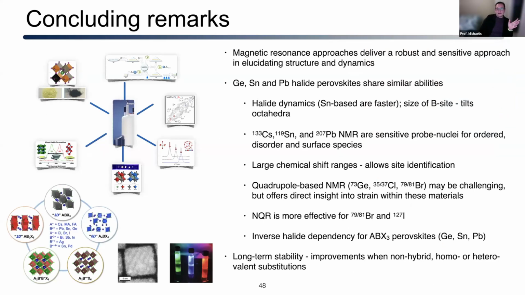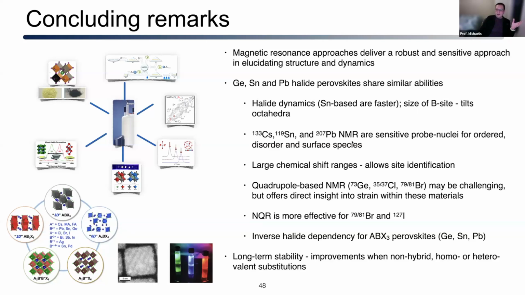I hope I demonstrated at least that magnetic resonance provides a fairly robust way of looking at a variety of structure and dynamic questions in these systems. We mainly focus on structure, but there were some times where dynamics does pop up. The germanium, tin, and lead halide perovskites do have some similar trends. You can imagine this where you do have some halogen rearrangement in the lead as well as the tin. The tin are a little bit faster. If you shrink the unit cell size down, this will cause some tilting in the overall octahedra, and it kind of locks in or inhibits some of the dynamics.